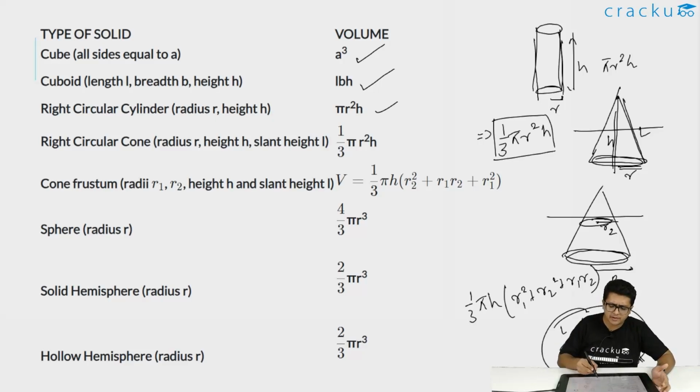So the dimensions remain the same, even though it's a longer formula. It's still the square of the radius into the height.